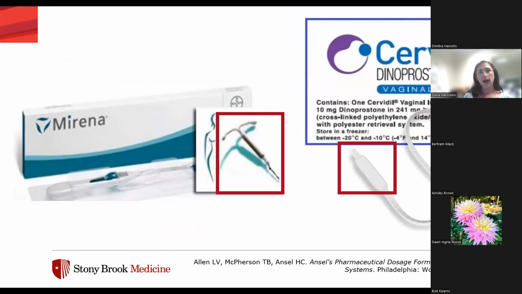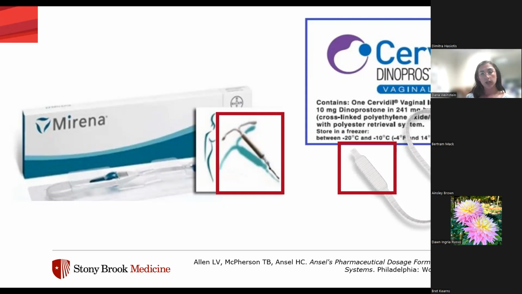So we have seen these boxes before. We know that Mirena is too big to scoot. We know that Cervidil is in the freezer, but do we know what's inside the box? Do we know how the drug works? So as for Mirena, it is a T-shaped frame and the center holds the drug. And then the drug slowly migrates out of the device and it can prevent pregnancy for up to 5 years.